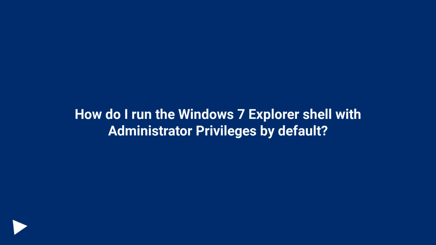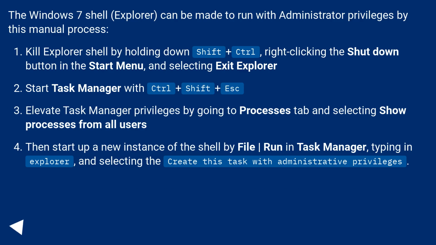How do I run the Windows 7 Explorer shell with administrator privileges by default? The Windows 7 shell, Explorer, can be made to run with administrator privileges by this manual process.